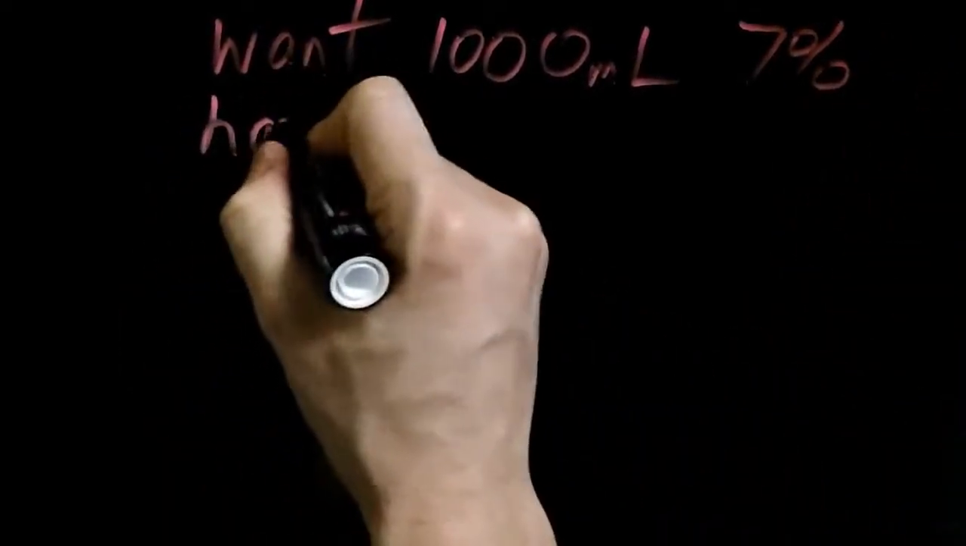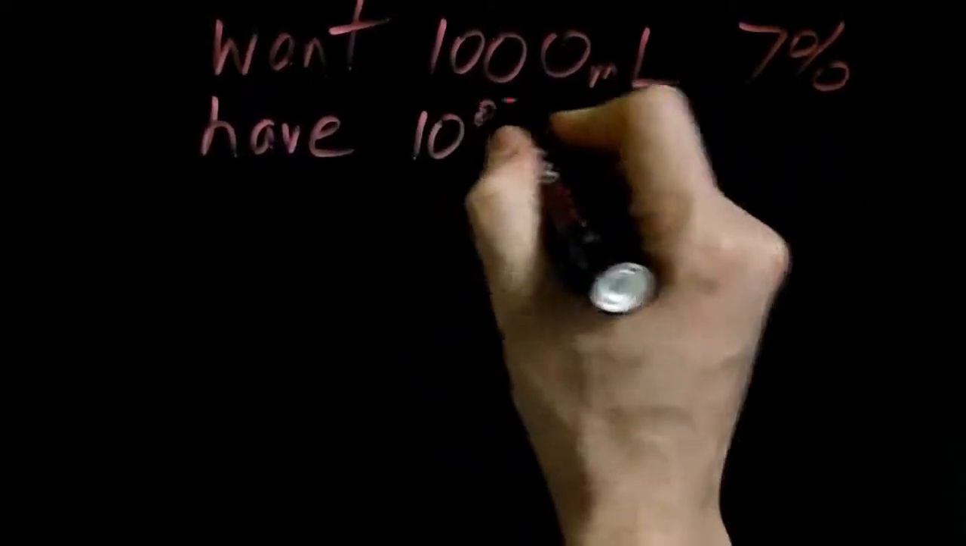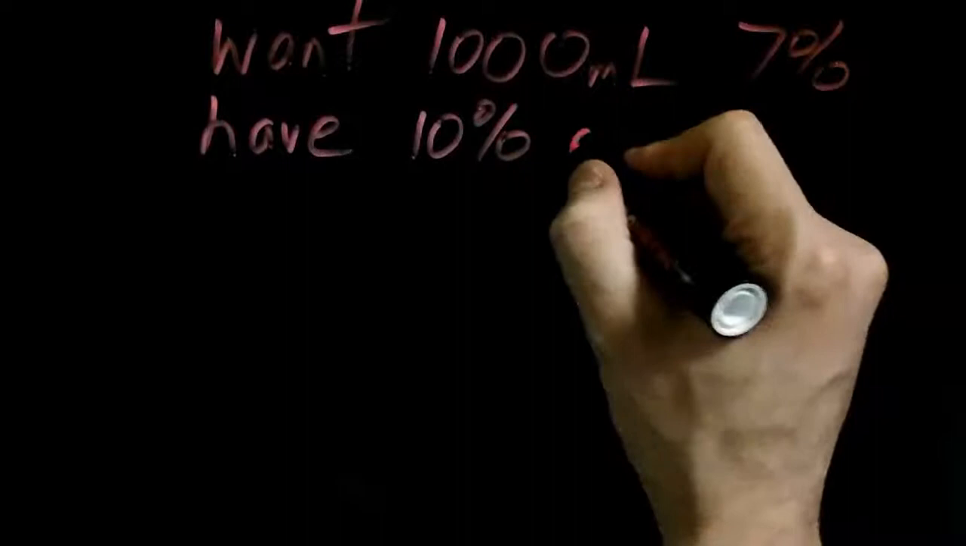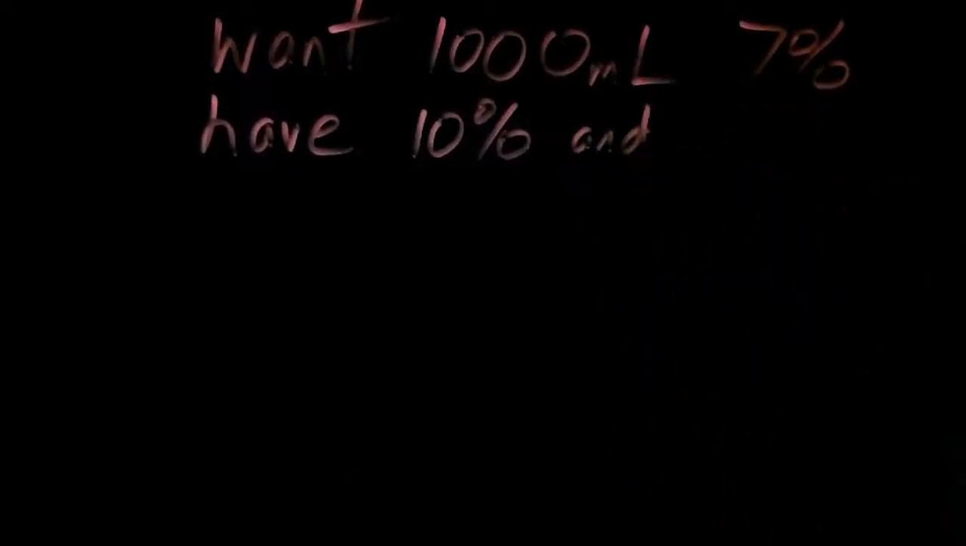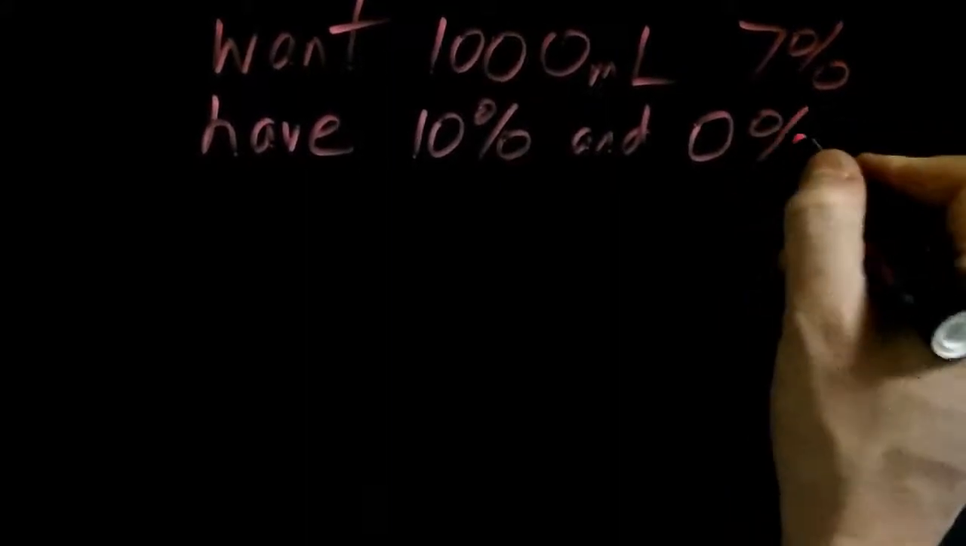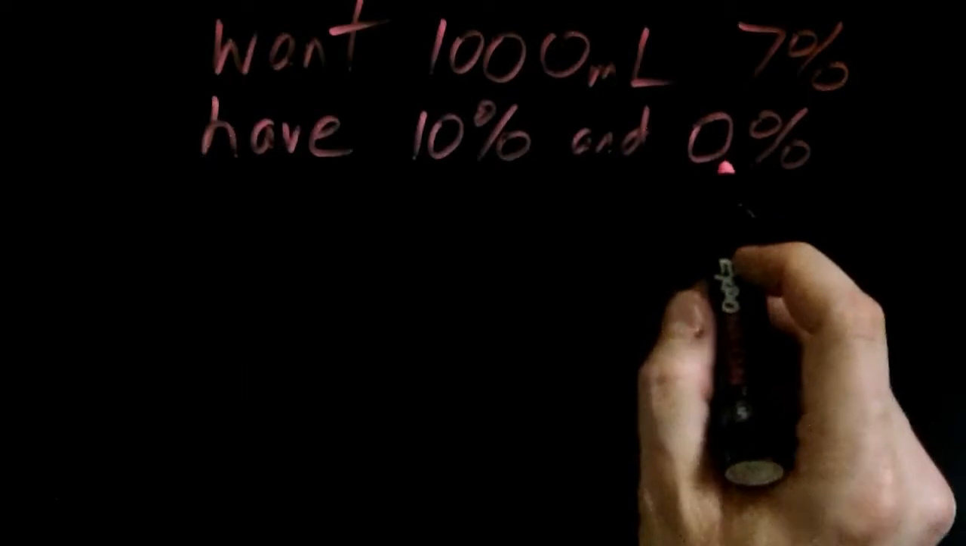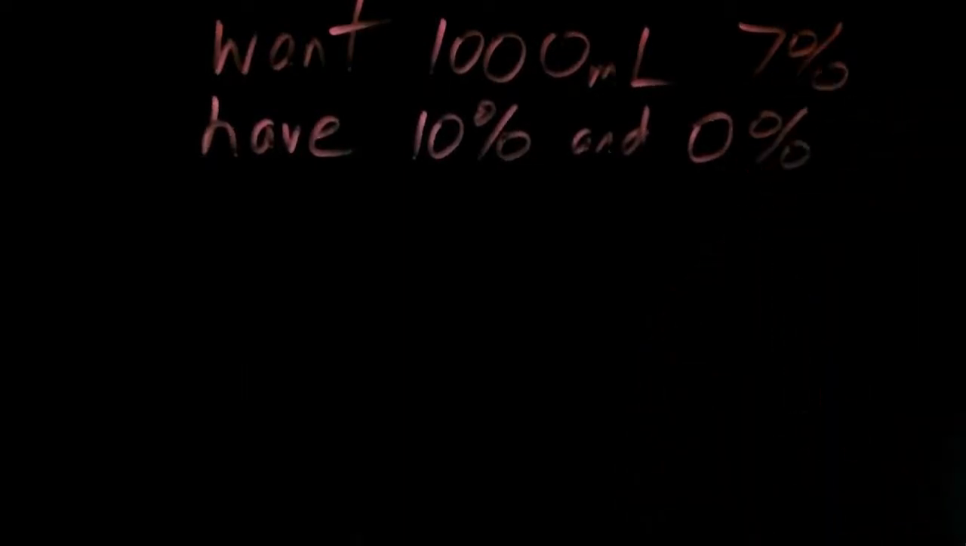I'm going to write here what we want. We want 1 liter of 7%. I have a 10% solution, and what else will I have here? Actually, I will use 0% because I'm just going to mix it with some sterile water. So I'll be able to mix a 10% and a 0% to form a 7%.